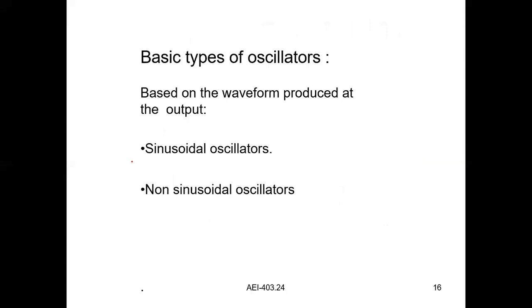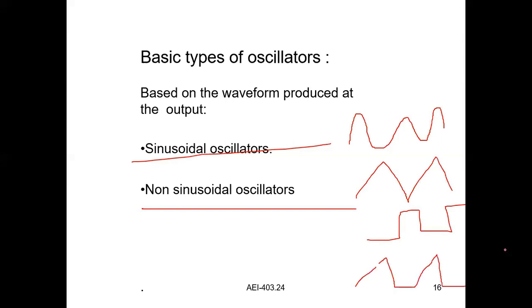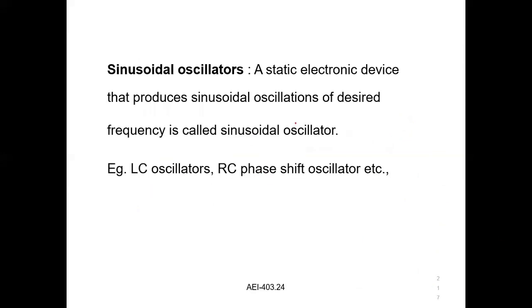The basic types of oscillators are the sinusoidal oscillator and the non-sinusoidal oscillator. Sinusoidal means it will produce sine waveforms. Non-sinusoidal means it will produce triangular, square, sawtooth waveforms and the like. That is called a non-sinusoidal oscillator. A sinusoidal oscillator is a static electronic device that produces sinusoidal oscillations of desired frequency. Examples are the LC oscillator and the RC phase shift oscillator.